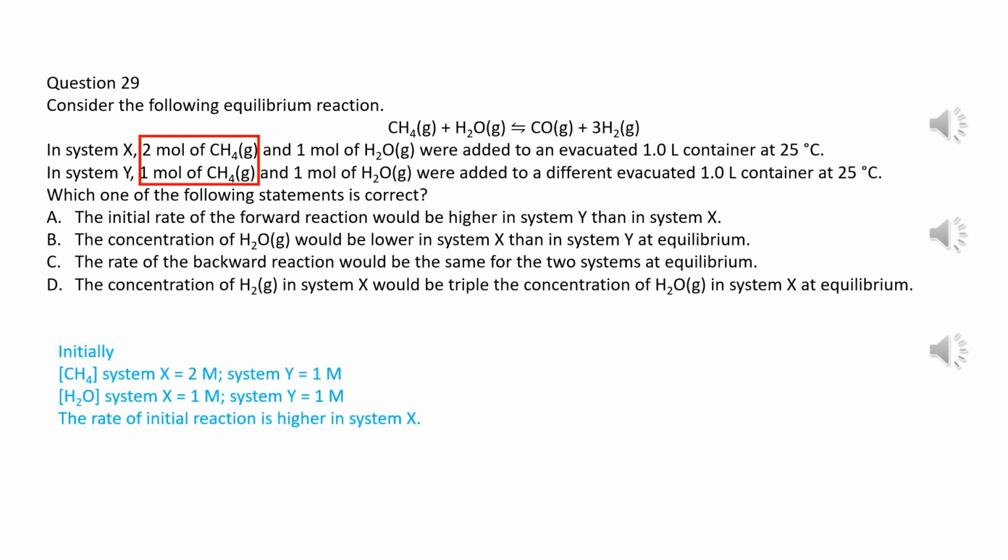Due to the higher CH4 concentration in System X, the initial rate in System X is greater than in System Y. Therefore, option A is ruled out. Because the CH4 concentration in System X is higher than in System Y, the consumption of H2O must be higher in System X. Hence, option B is correct.